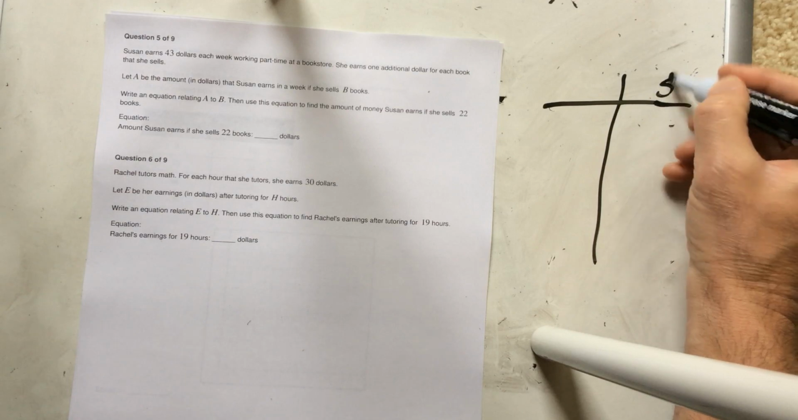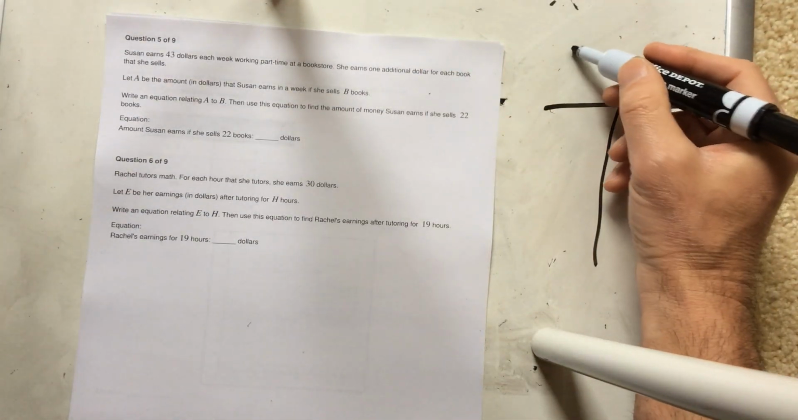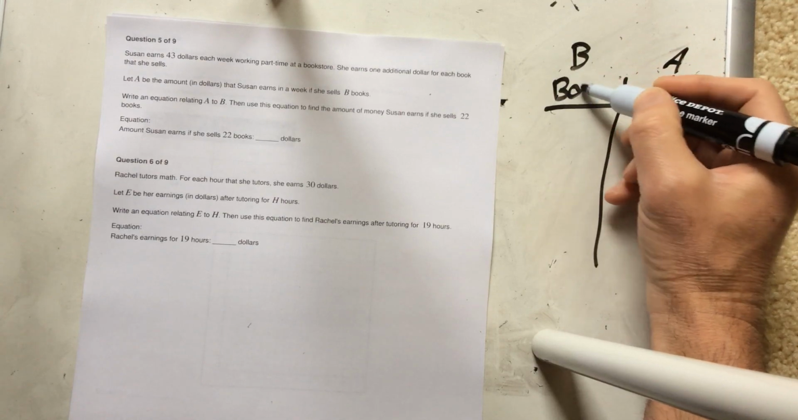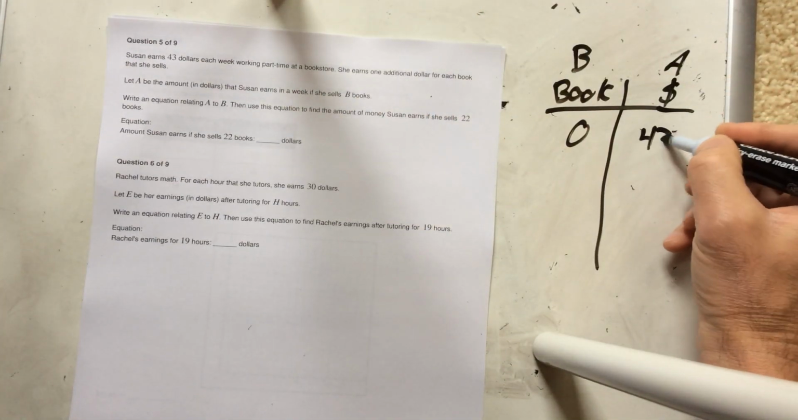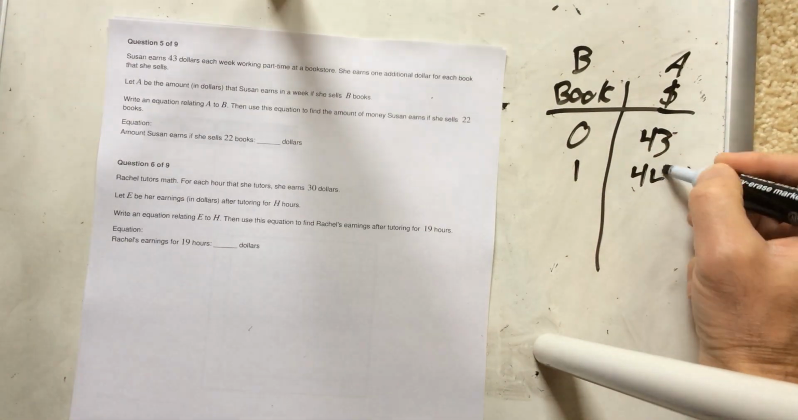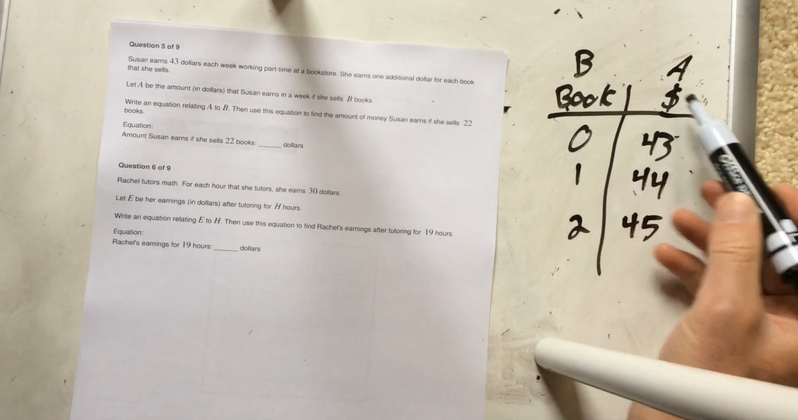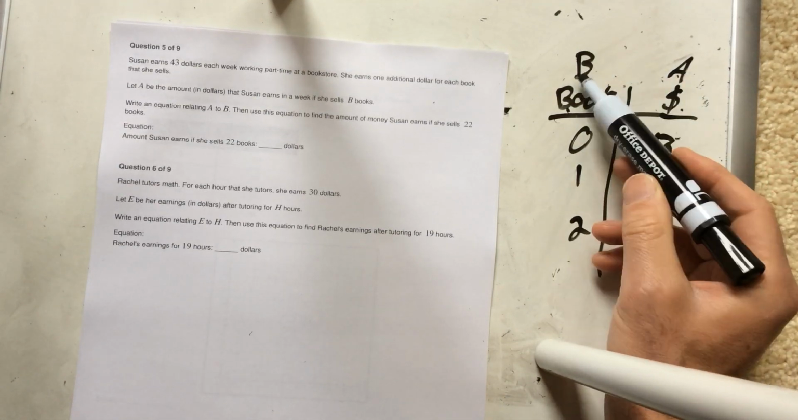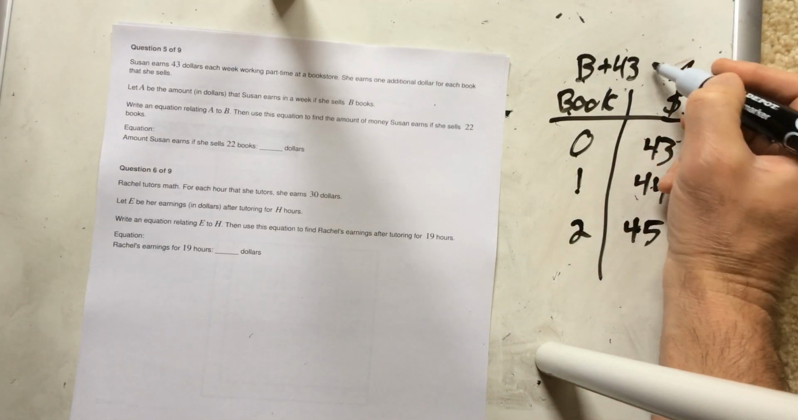Let A be the amount in dollars. So how much money does she have over here in dollars for each book she sells? So if she sells 0 books, she's going to make $43. If she sells 1 book, she's going to make $44. 2 books, $45. So to get from my books to my money, to get from my B to my A, I'm going to add 43 each time. So B plus 43 gives me A.